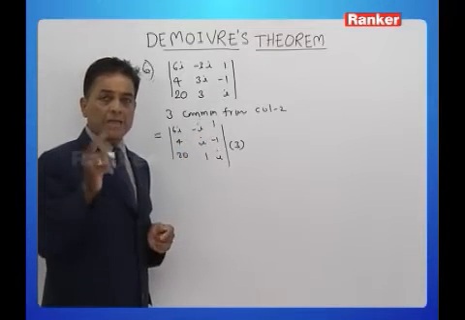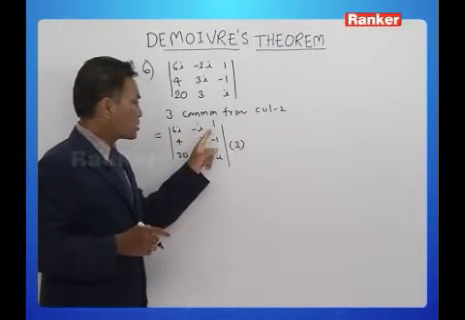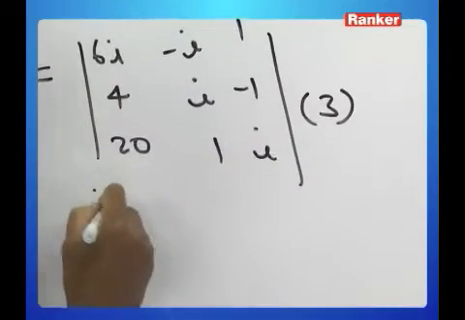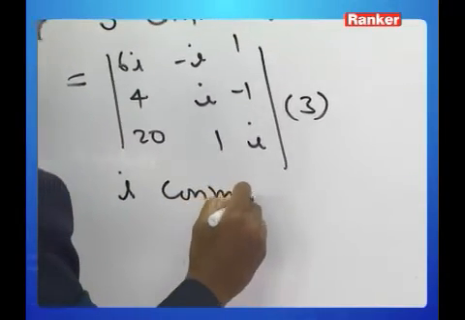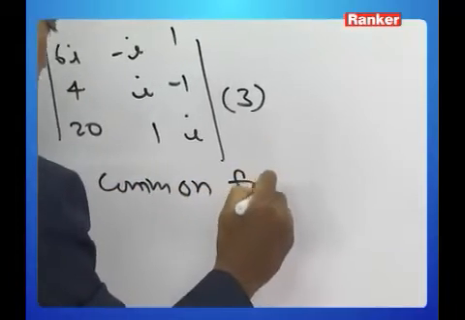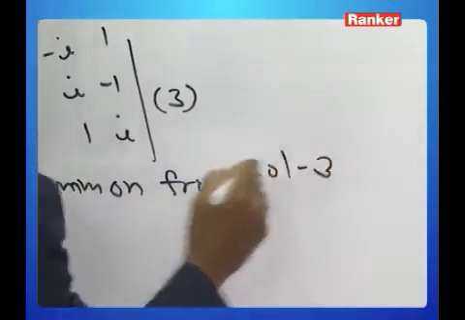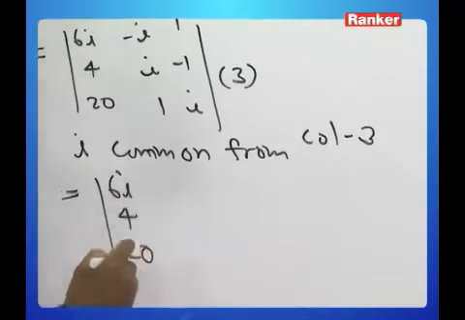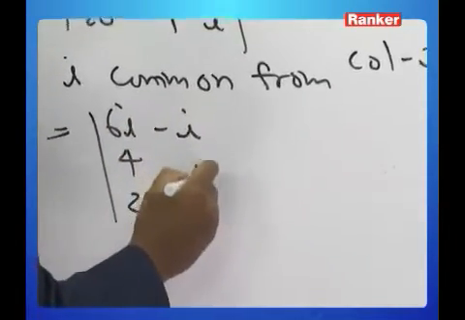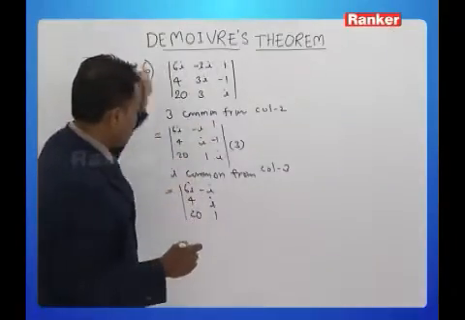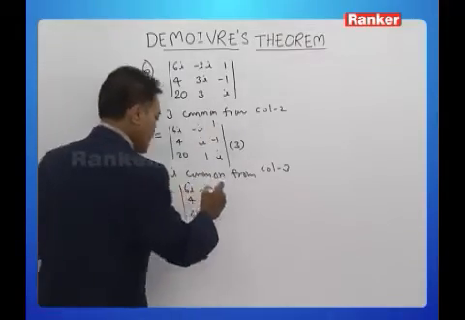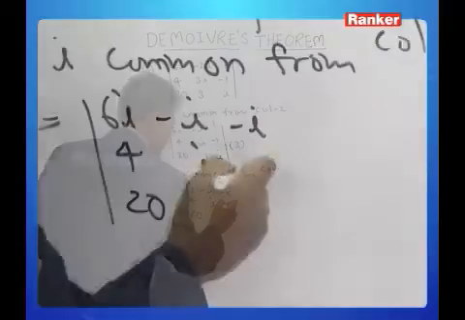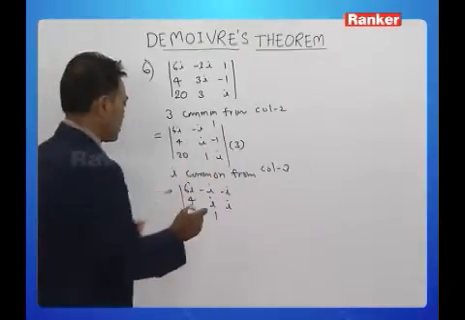1 can be written as minus i square, right? So here I am taking i common from column 3. Take i common from column 3. Let us see what will happen. 6i, 4, 20. Now this is minus i and 1. If you take i common here, because 1 is there, we have to write minus i. Here if you take i common, you have to write i. If you take i common, you have to write 1.